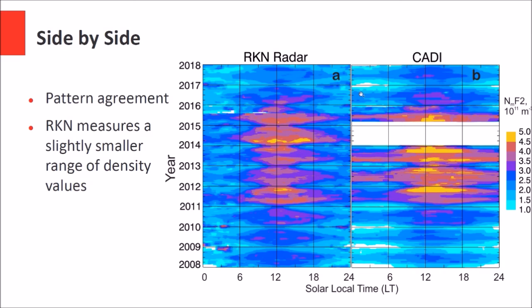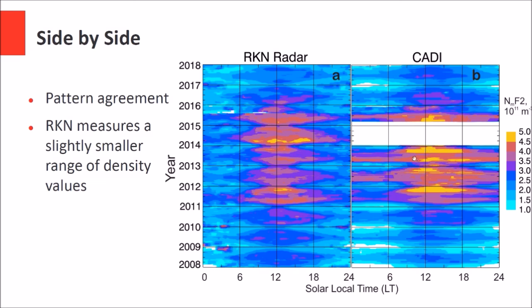We can see in the winter here, during winter nights, that Caddy measures density values as low or lower than 1 × 10⁻¹¹ electrons per cubic meter. Rankine does not measure that low. Caddy also measures higher electron densities than Rankine during the peaks.